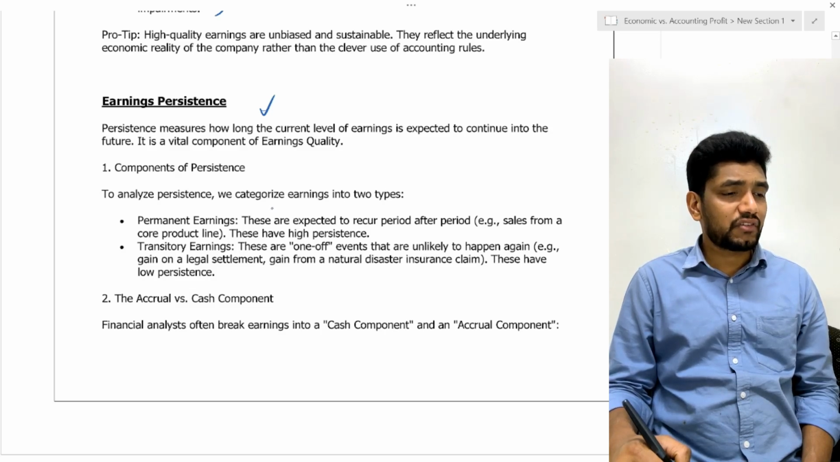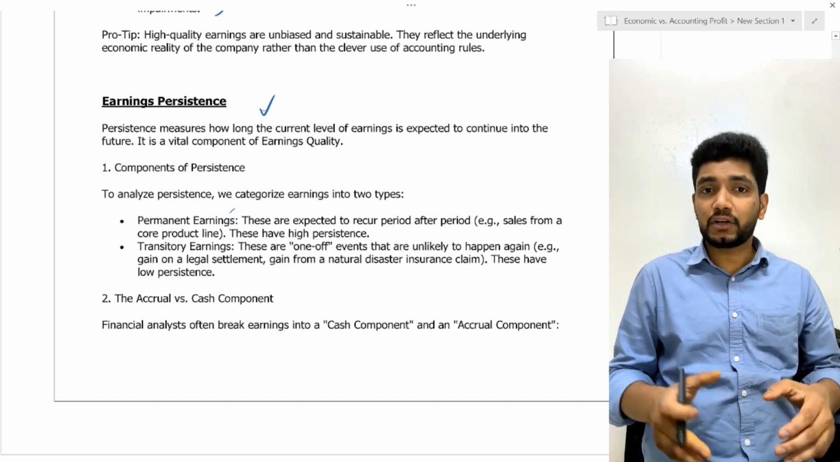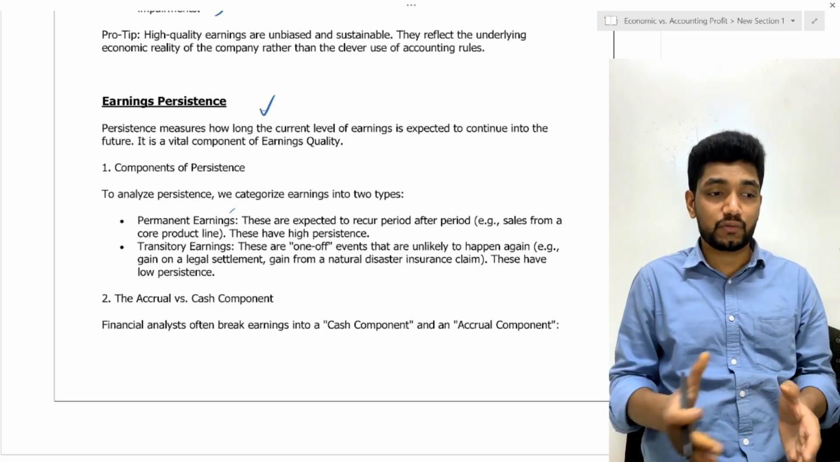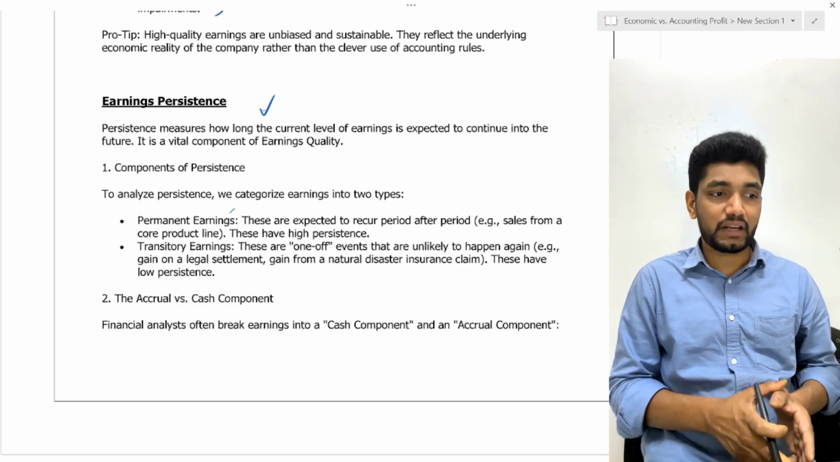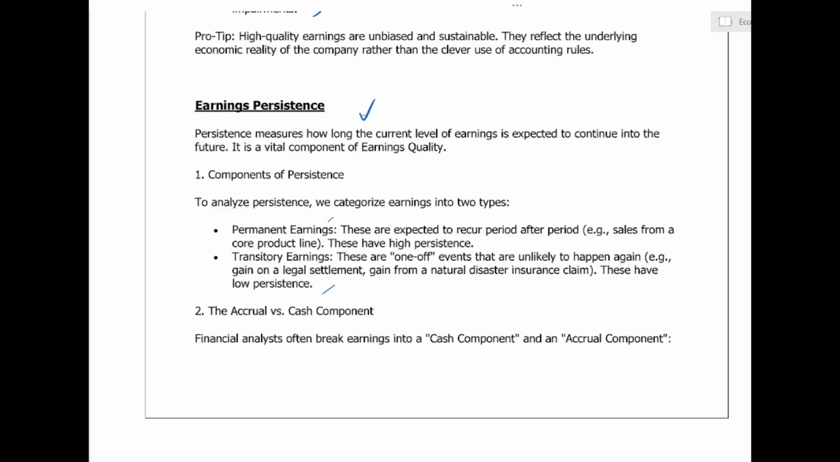To analyze the persistence, we categorize earning into two types. First, permanent earning. Permanent earning means it is expected to recur period to period. If this happened this period, we can expect to have those sales in the next period as well. Suppose a sale is from a core product line or core business activity, that can be a permanent earning. But for a temporary earning, suppose the company gains something from a legal settlement, or some gain from the sale of an asset. This will not happen in the coming period. So this is a transitory or temporary earning.